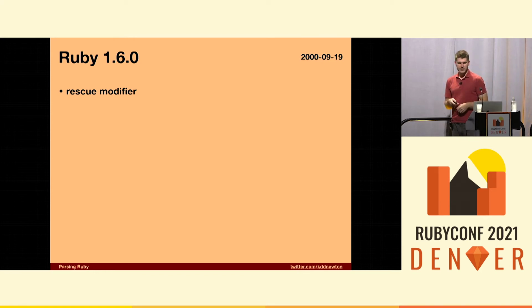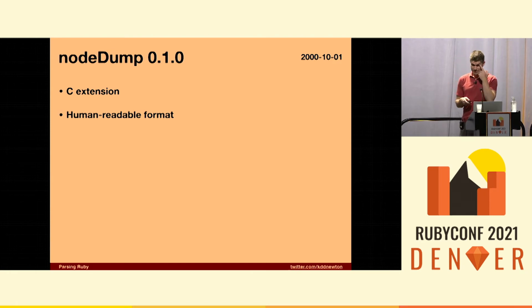And finally, the next year, we get node dump. Node dump is not a Ruby version. Node dump is a project that came out of the Pragmatic Programmers, and it's a C extension to Ruby, and it's written in English in the US. And this is kind of interesting because Ruby is starting to pick up steam and starting to get some popularity. Node dump was an extension.